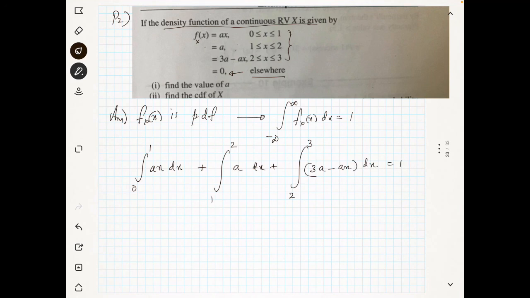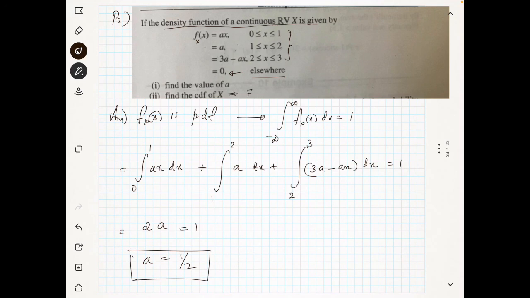So if you solve this equation, you can easily get the value of a. If you solve this, you will get totally 2a equal to 1, and a is equal to 1 over 2. You will get this answer, a is equal to 1 over 2. Now you got the value of a. Now what is the second part of the question? The second part of the question is nothing but find the CDF of x. What is CDF?